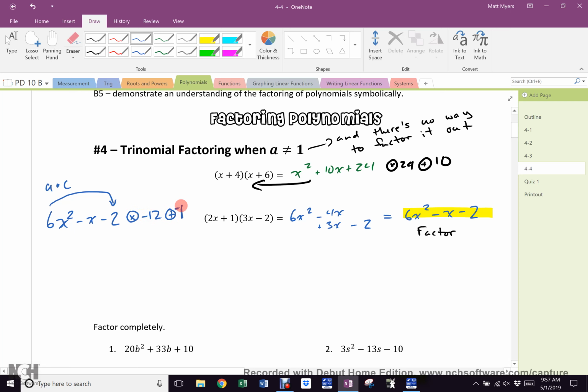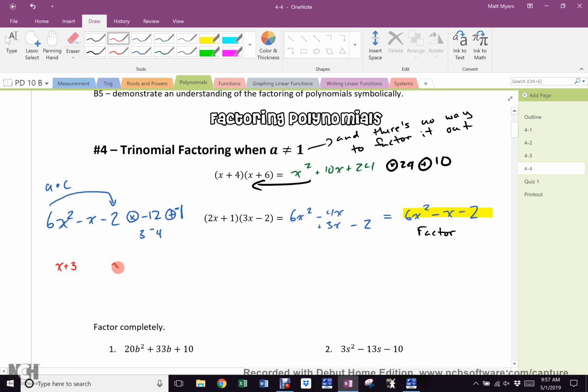What are they? Are they 1 and 12? No. Are they 2 and 6? No. Are they 3 and 4? Yes. How will 3 and 4 get me to -1? 3 minus 4. And this looks very familiar, doesn't it? Looks a lot like the factoring we've already done. And that takes us to this wonderful place.